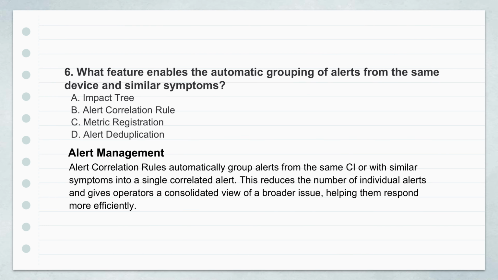Cool. Okay, question 6. What feature enables the automatic grouping of alerts from the same device and similar symptoms? Answer: B, alert correlation rule. Hang on, we just talked about correlation for suppression. Now grouping. Yeah, correlation rules can do both, actually. It depends how you set them up. Suppression, as we said, hides redundant alerts. Grouping brings related alerts together. Okay, so how's grouping helpful?